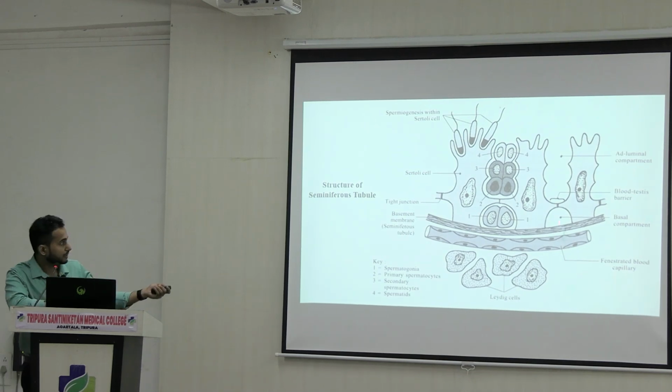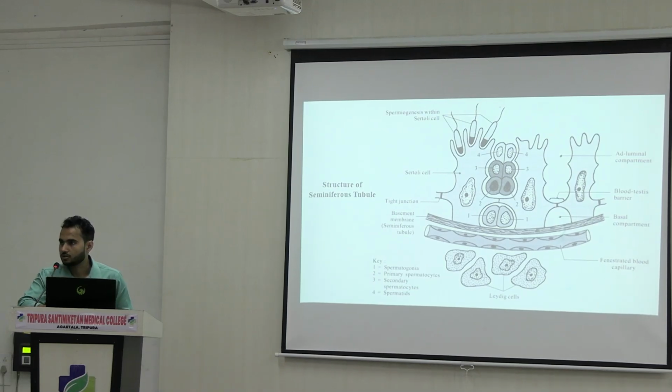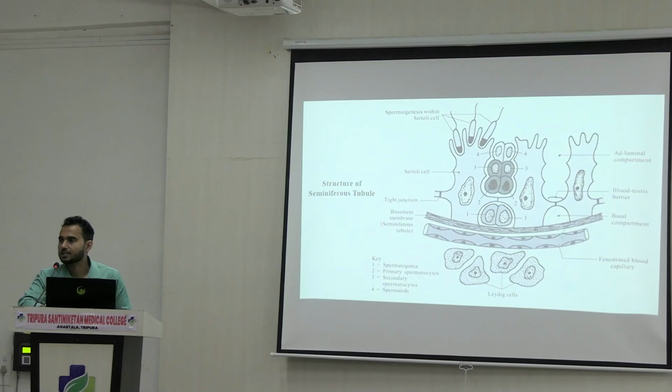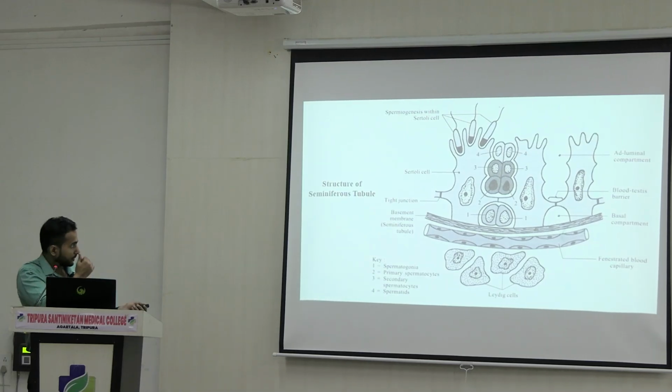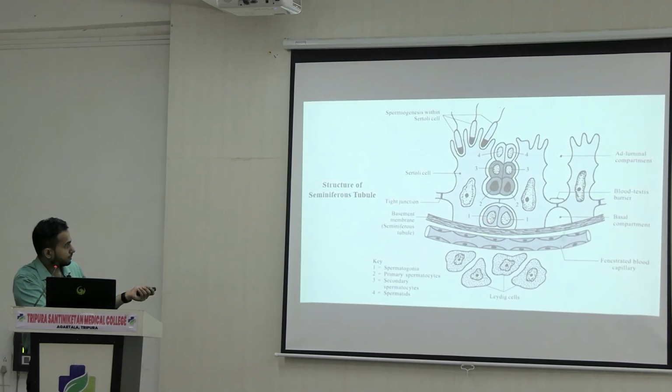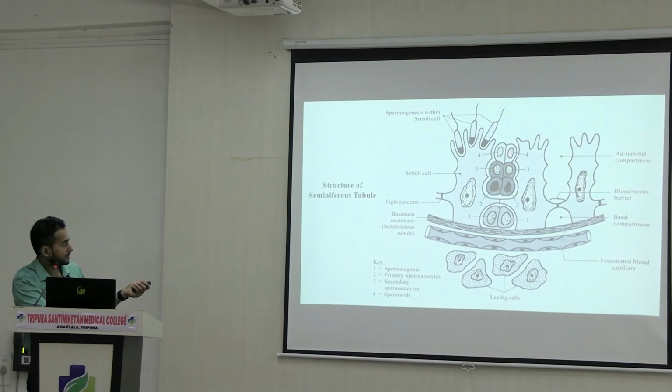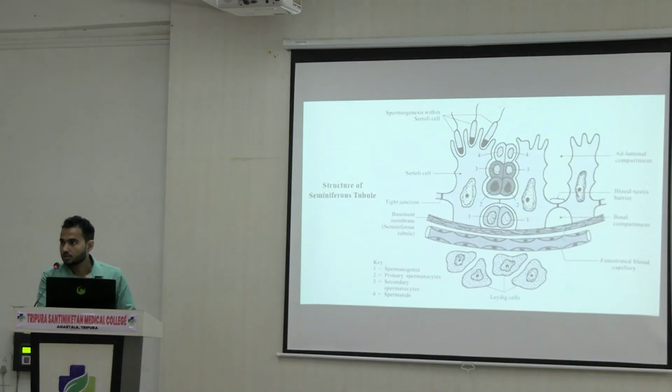Now the junctional complex, where it is present, the lumen is divided into two compartments. Can you see the compartment? So the upper compartment is called the abluminal compartment, and the lower compartment is called the basal compartment. Two different types of cells are present there, if you can see in the diagram. At the lower compartment we are getting the spermatogonia, and on the upper compartment we are getting the primary spermatocytes, secondary spermatocytes and spermatids. So these two different compartments and different types of cells are present.